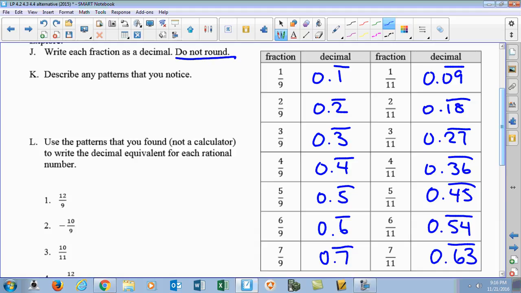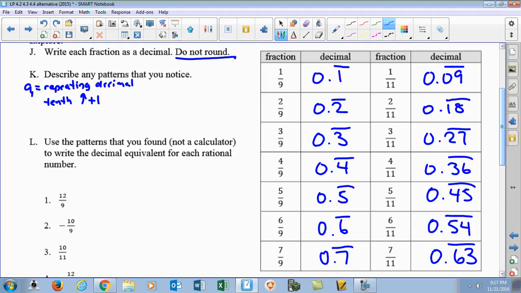Well, what do you notice about the denominator of 9? Obviously, the denominator of 9 gives a repeating decimal, right? And what else do you notice? Its tenths values, even though they're repeating, the tenths value goes up by 1 every time, right? As we add 1 to the numerator. 1, 2, 3. Or you could say it actually matches the numerator. So the tenths position matches the numerator. So that's true too, right? All right. So that's one thing with the 9.